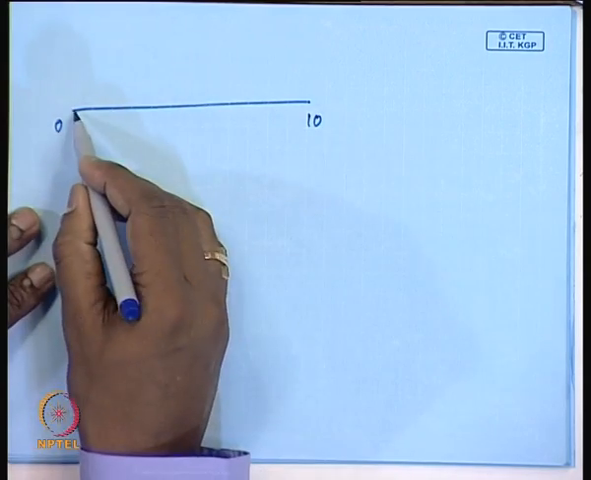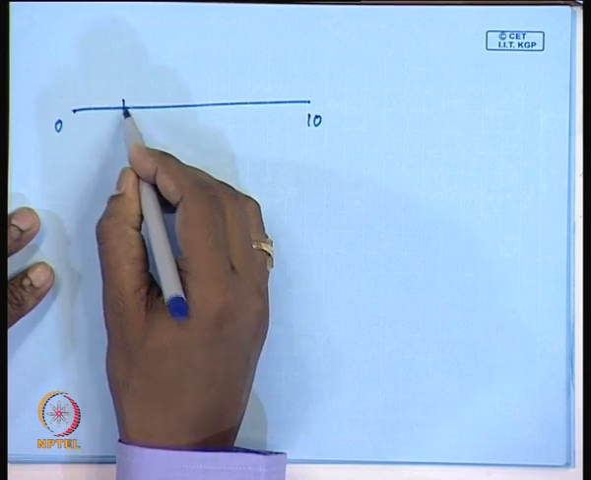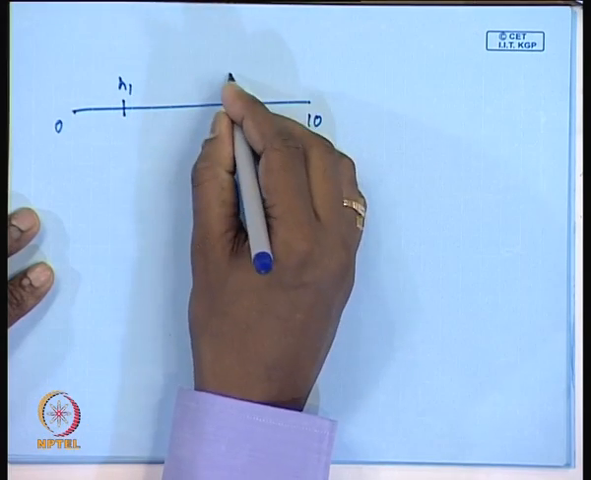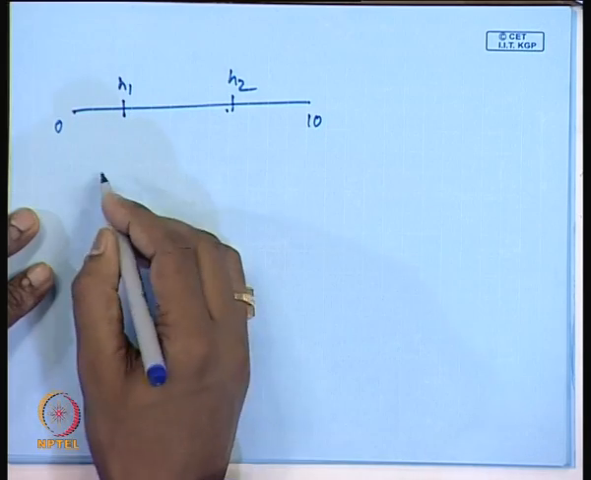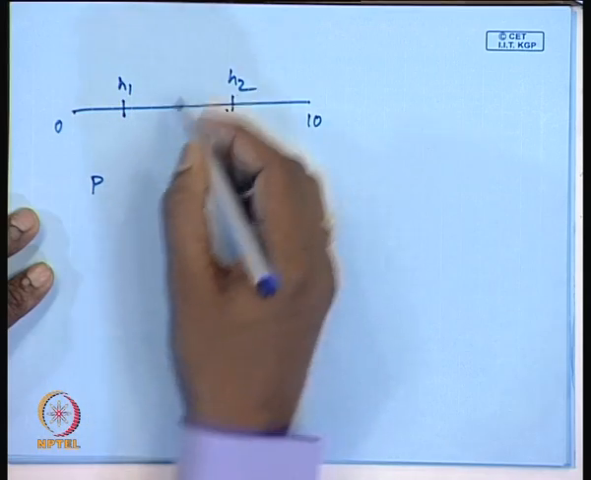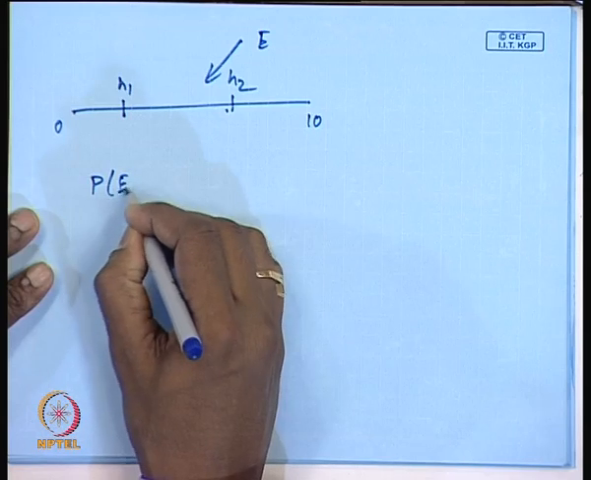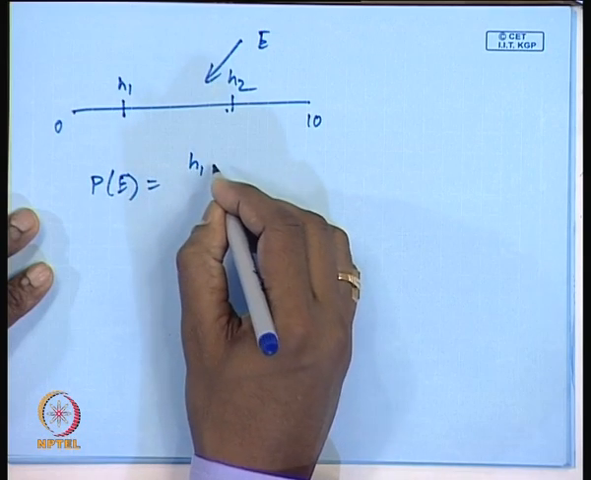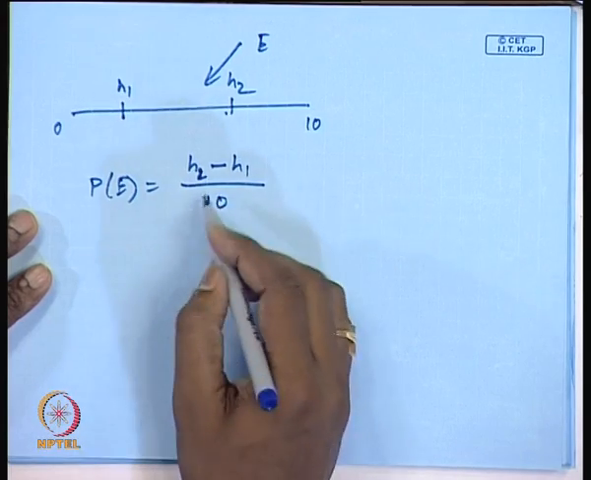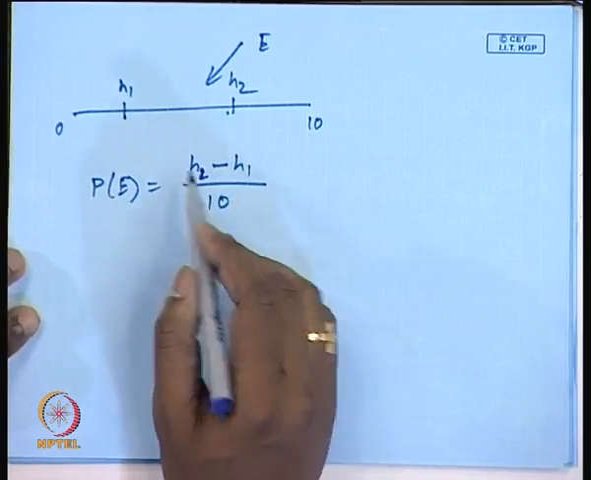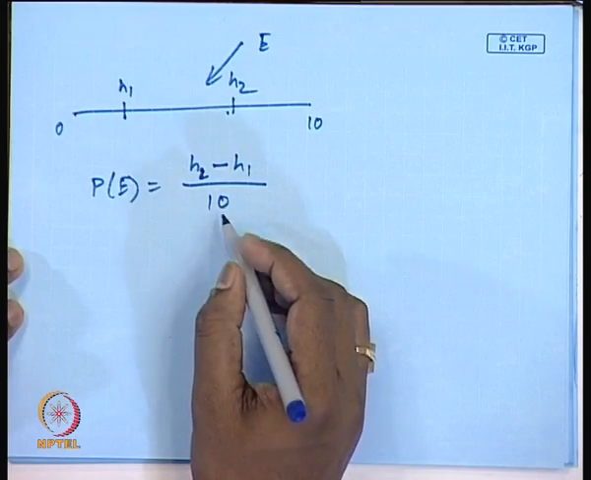So if given any stretch, from any kilometer edge h1 to say h2, the probability of the accident between these two range, if this is some event say E, then probability of E should be equal to h2 minus h1 divided by 10. So this we can get for any event that we can assign, as these are equally likely.